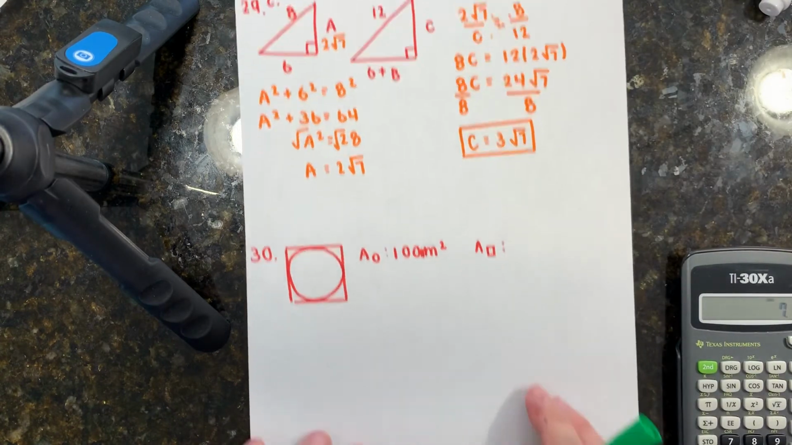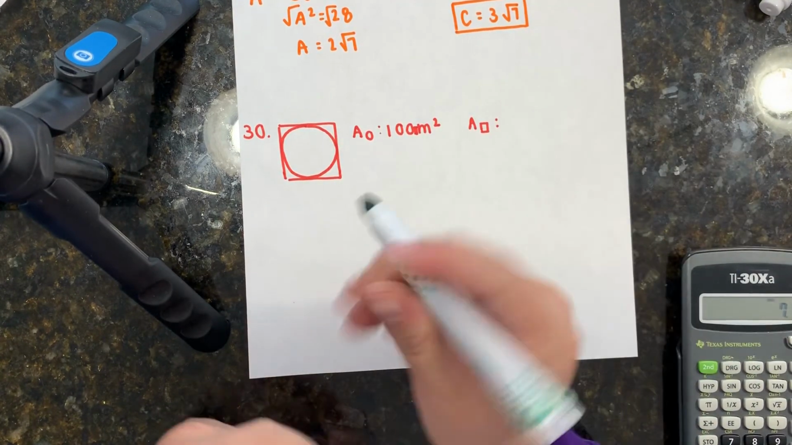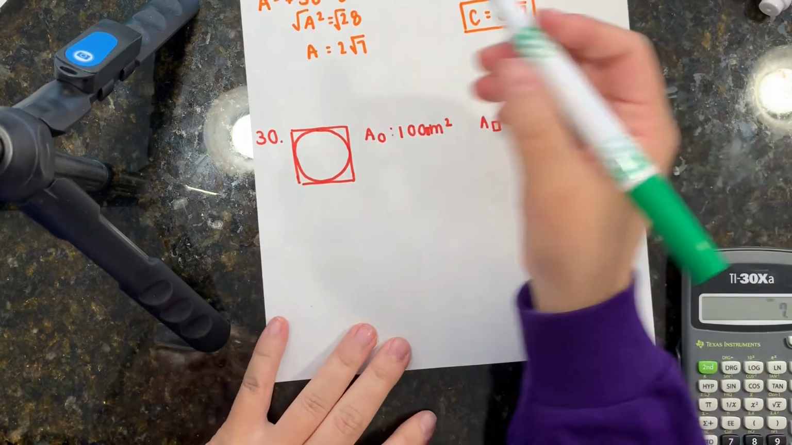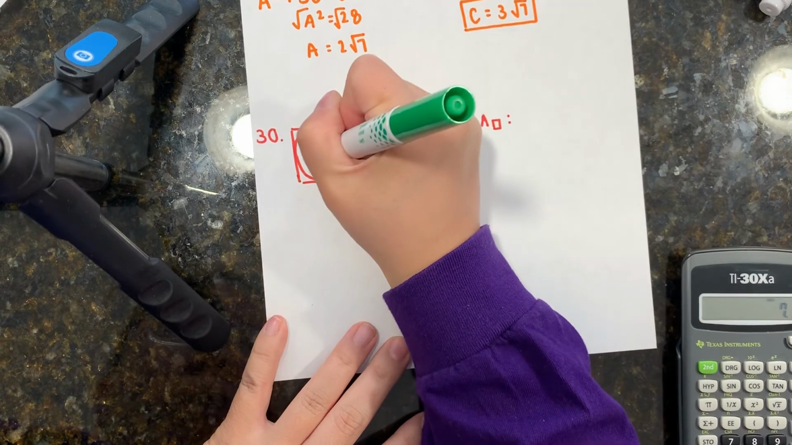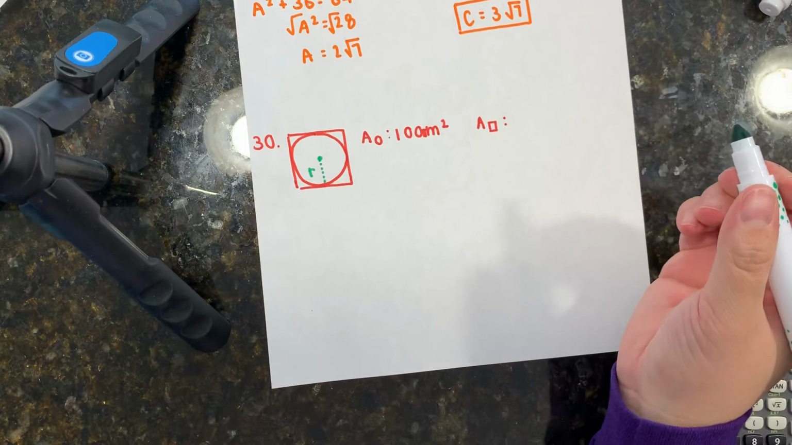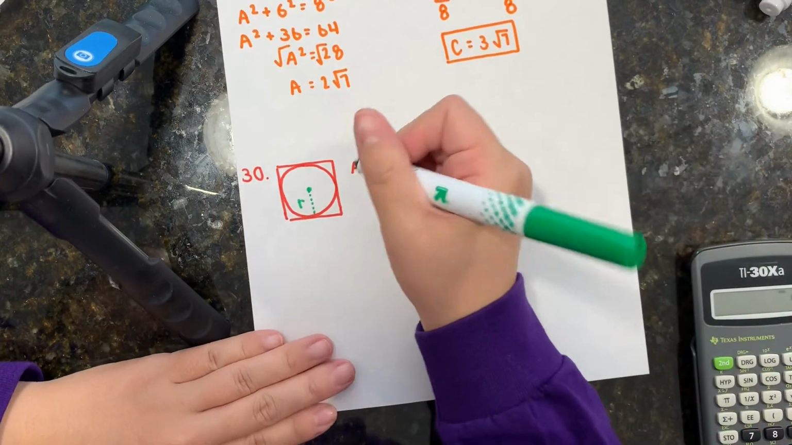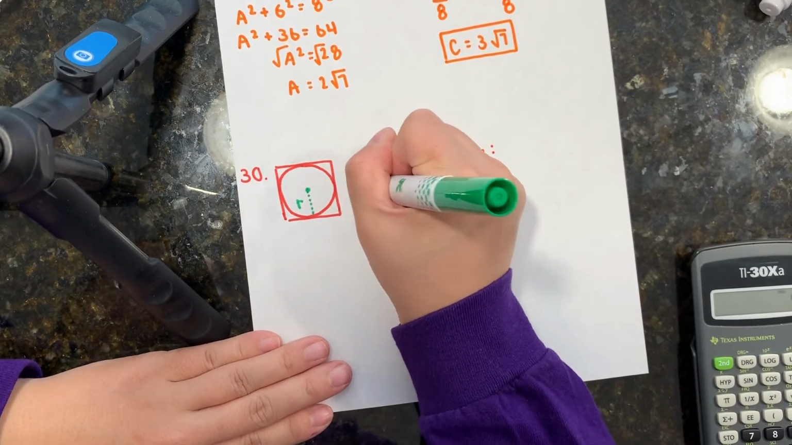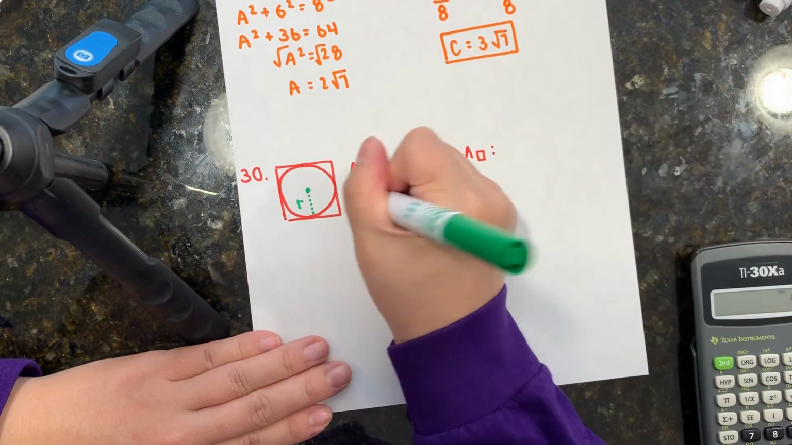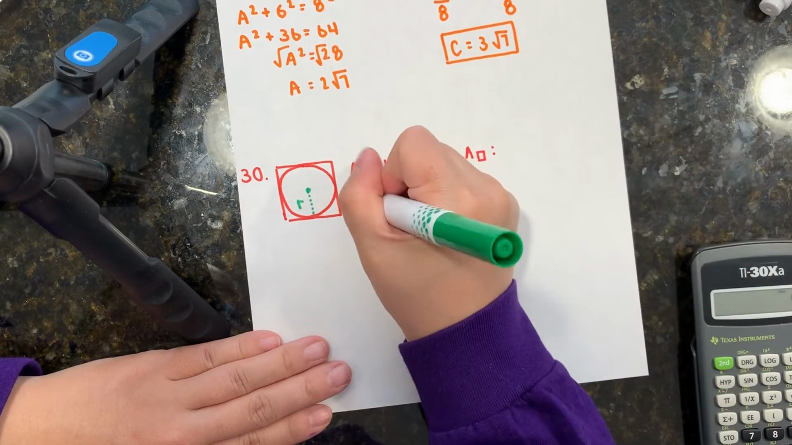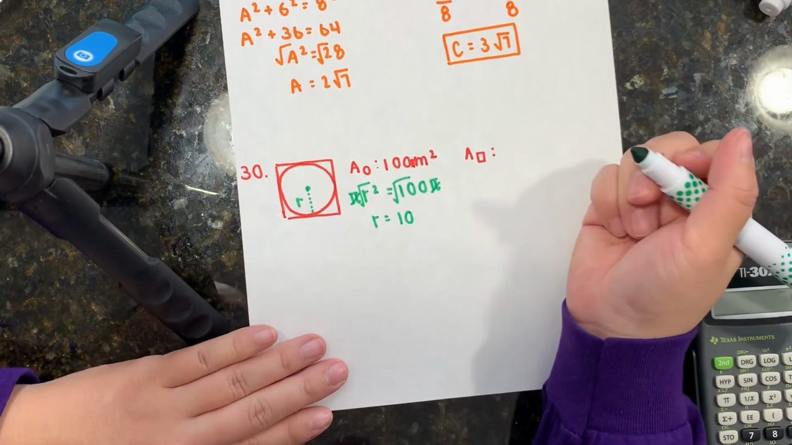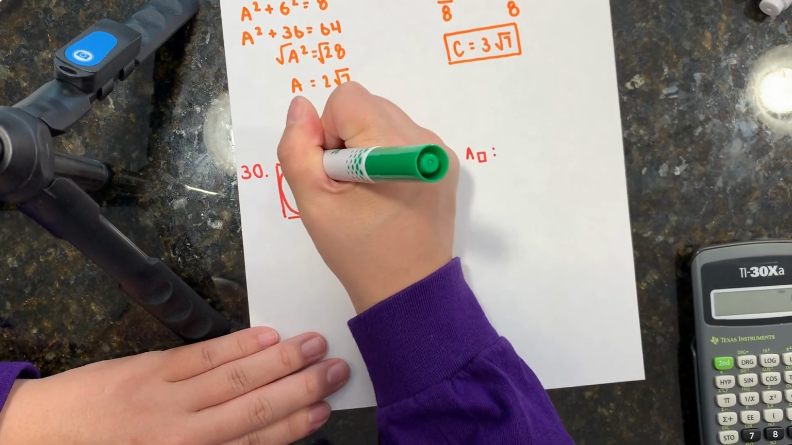And then lastly, number 30, the area of our circle is equal to 100 pi meters squared. What I'm going to do is start by solving for the radius, because notice how the radius would be half of the length of the side of the square. So to find the area of a circle, we use the equation pi r squared is equal to 100 pi. Now if there's a pi on both sides, they cancel, and if I square root both sides, the radius is equal to 10.